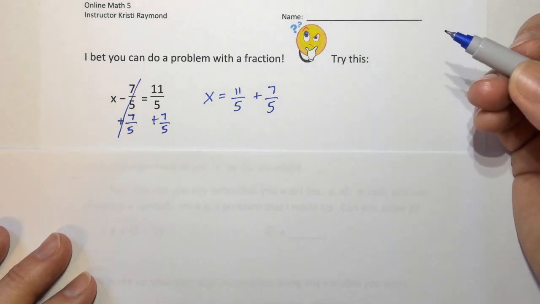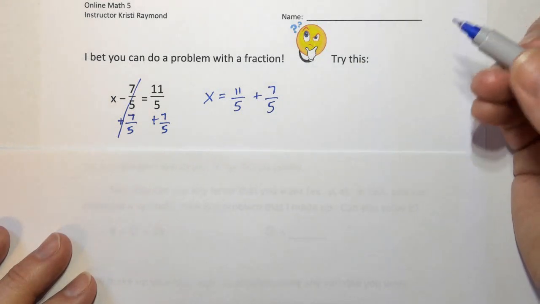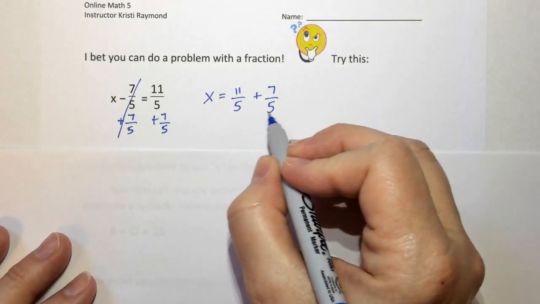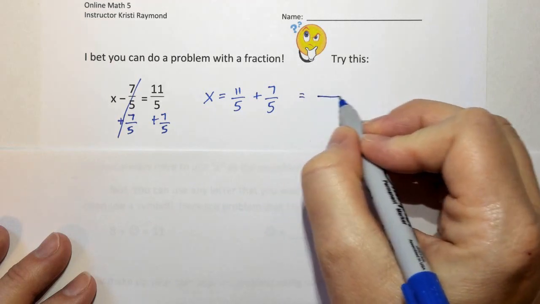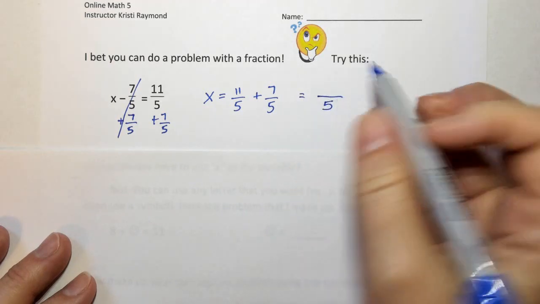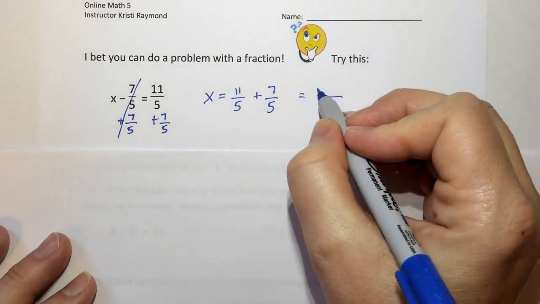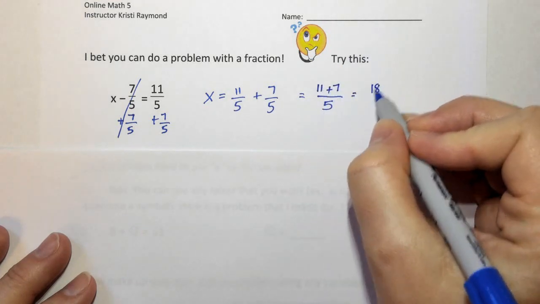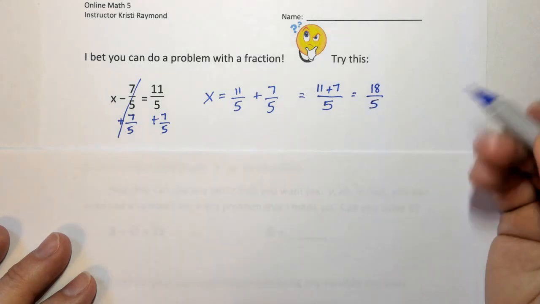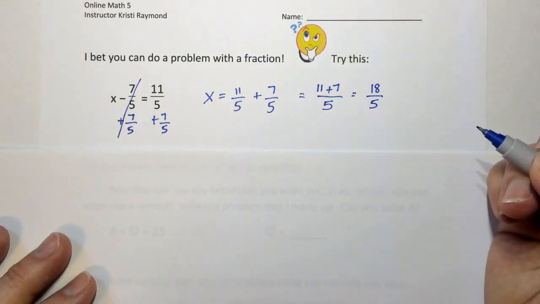So think back to Math 4 now. How do you add fractions? Luckily for us, the denominators match. They are the same. If that's the case, you keep the denominator the same, and then you just add the top numbers here. 11 plus 7. That would be 18/5. And that is the answer, but you could simplify it.